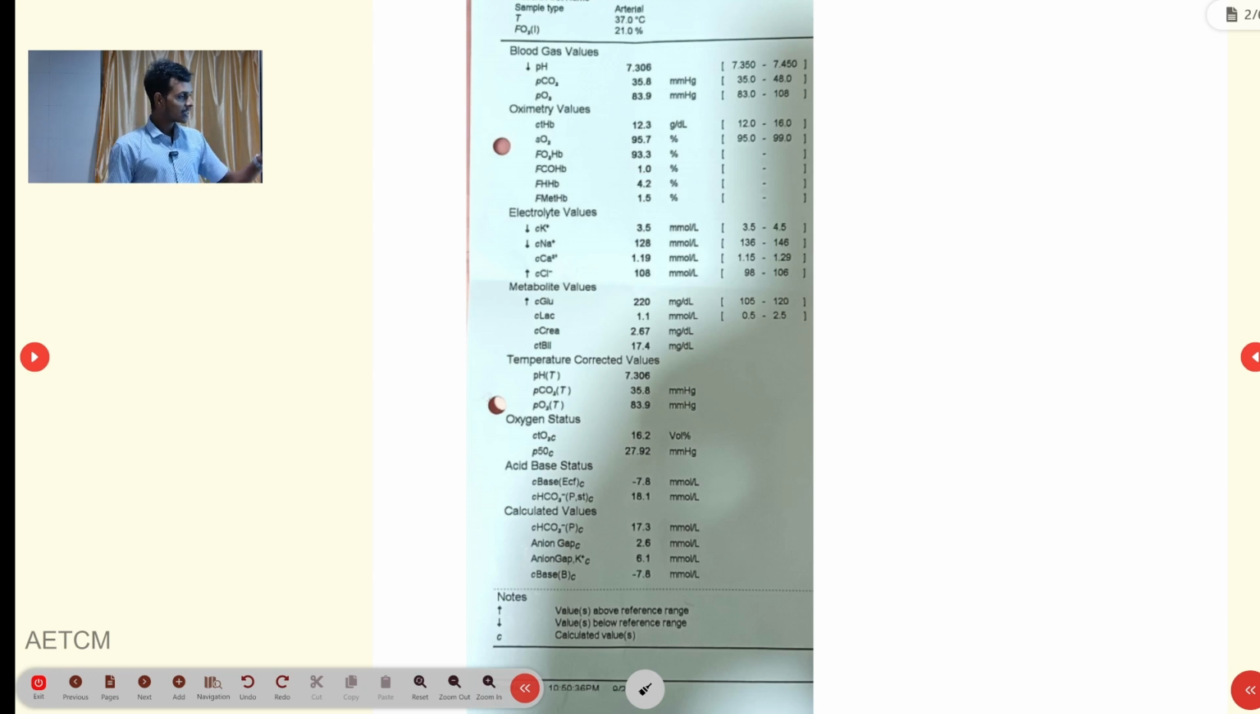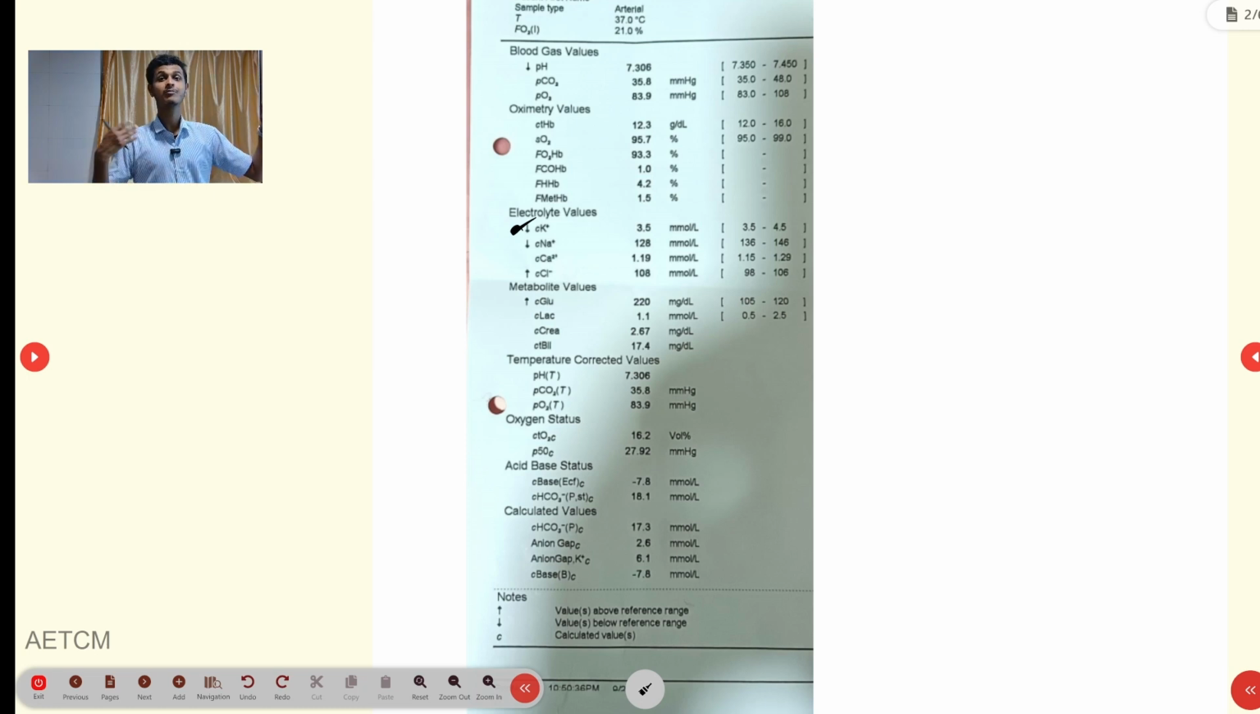So here, for unmeasured anions and cations, we have a potassium value. On the potassium side we mentioned hyperkalemia and hypermagnesemia. Here the potassium value is 3.5, so it is normal. There is no hyperkalemia, and then you can check the calcium level.